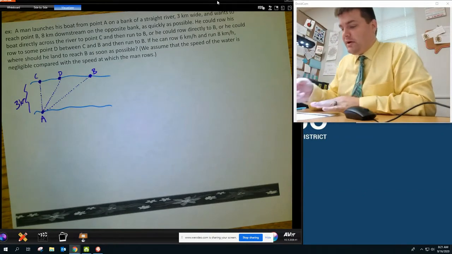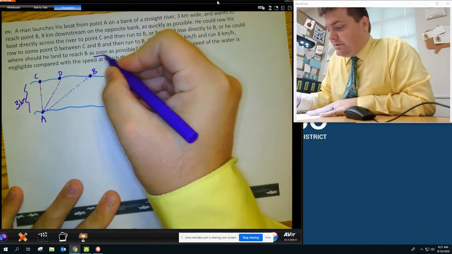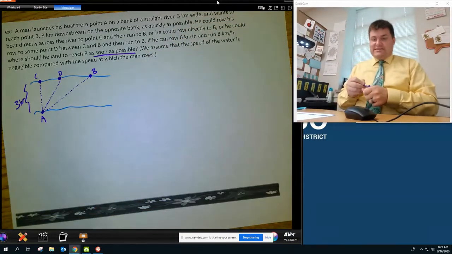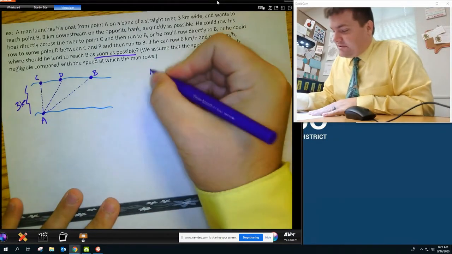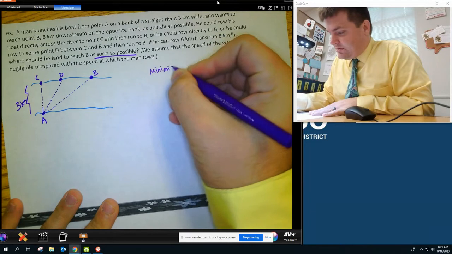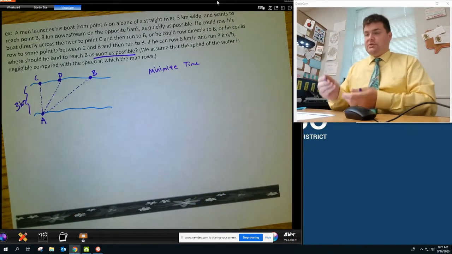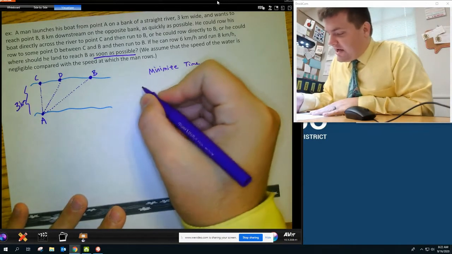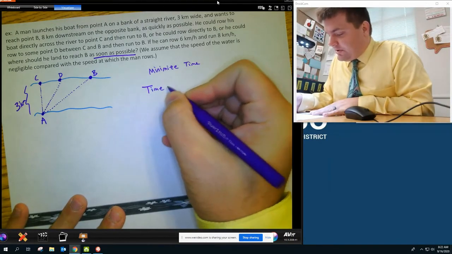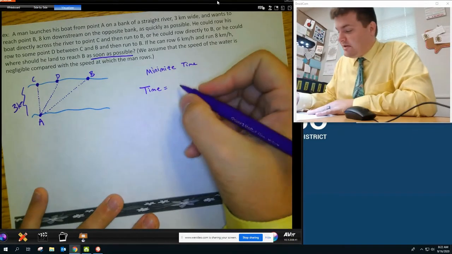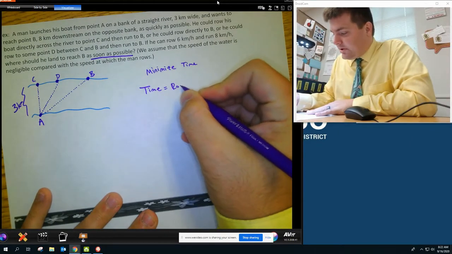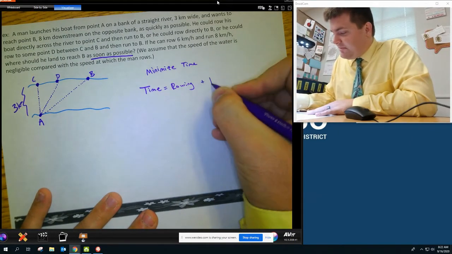So we're looking for as soon as possible. So we're looking to minimize time. So we want to minimize time. Okay, so let's go ahead and look at our time formula. So time is going to be the amount of time that he is rowing plus the time he is running.